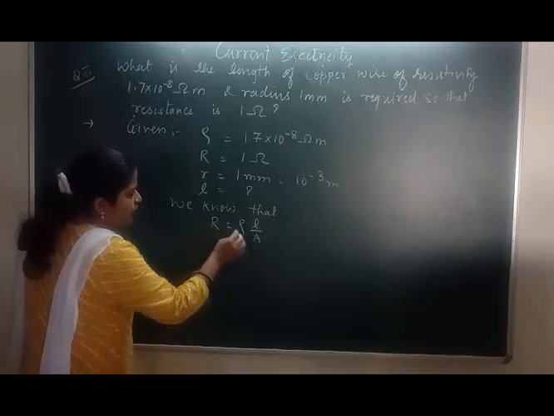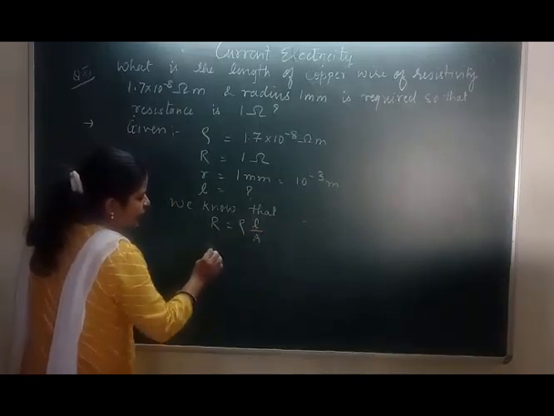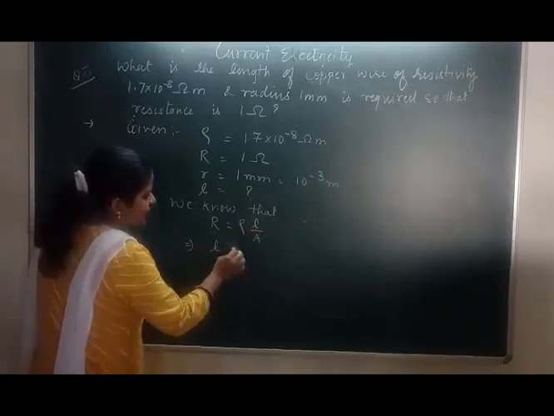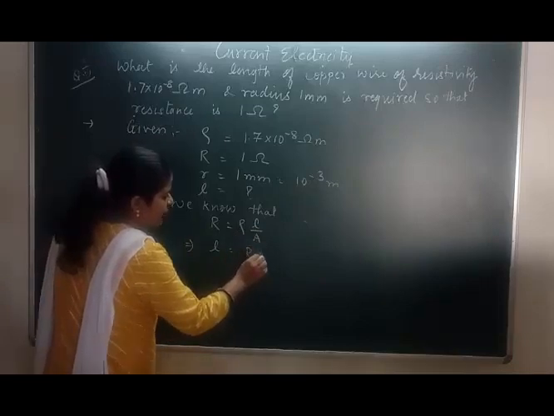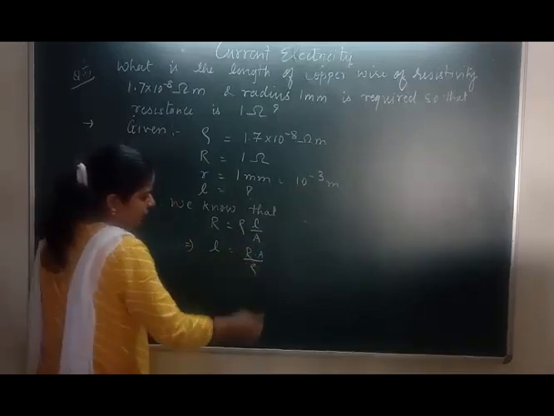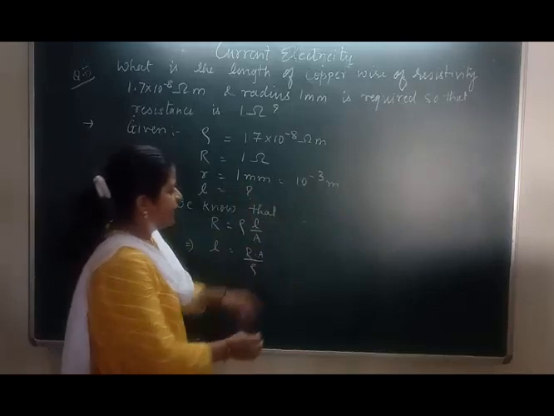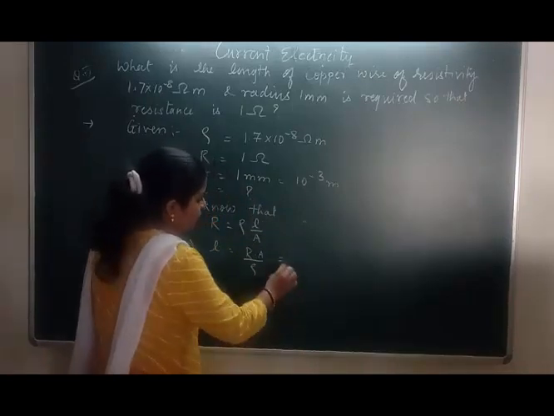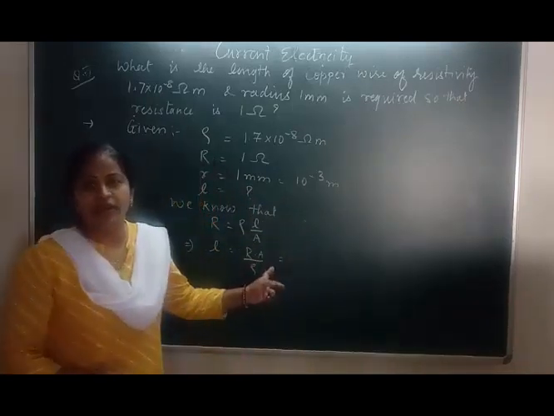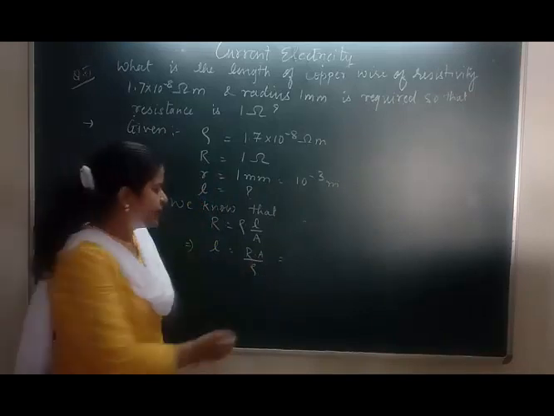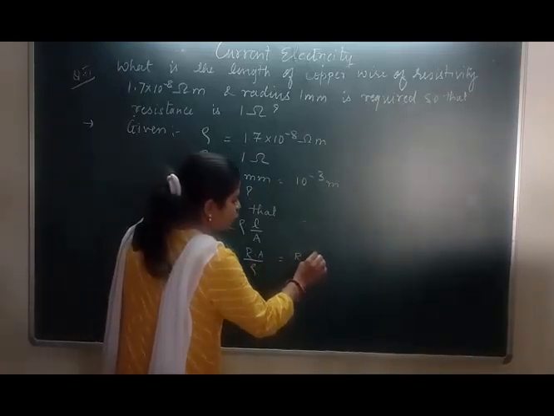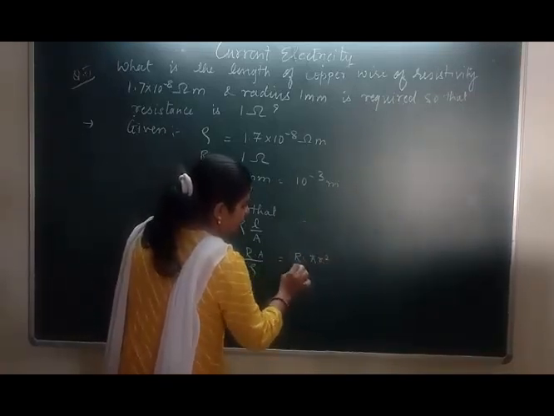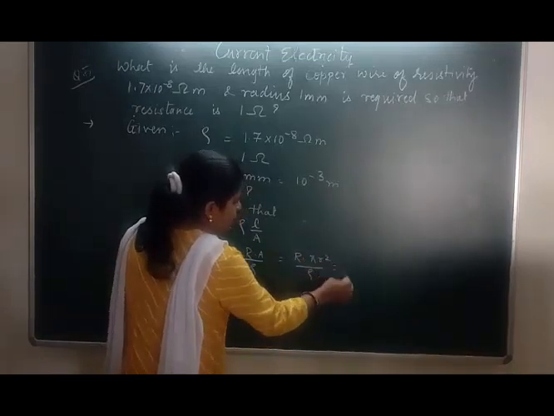Okay. So L upon A, we need to find out the L. So just rearrange it. L is equal to R A upon rho. Now substitute the value. This A is the area of cross section. It can be written in this form: L is equal to R pi r square upon rho.